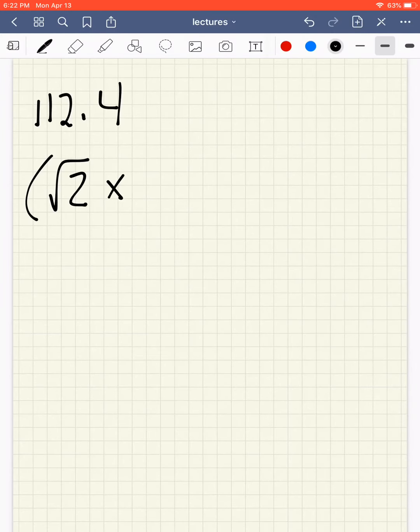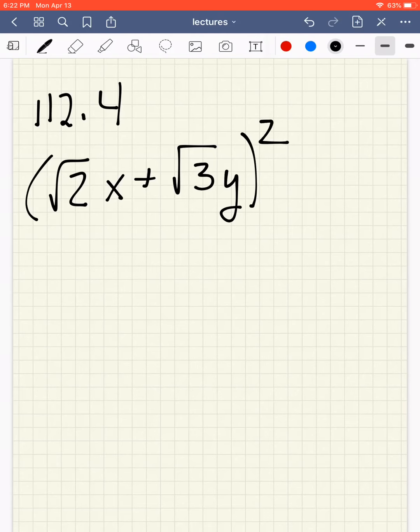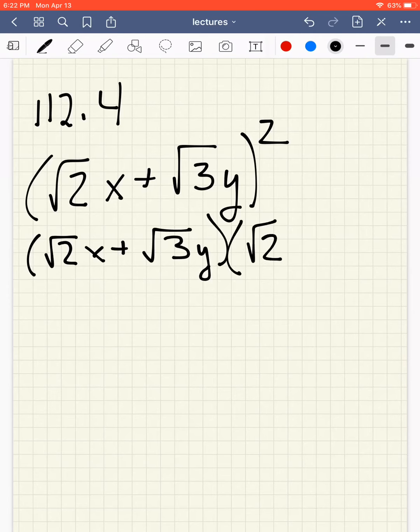All right, one more of these, and it looks a little bit tricky. It's not too bad if you just pay attention to what we're doing. So the square root of 2, and it's under the radical, not the x, plus the square root of 3, and the y is not under the radical, and that's squared. So my recommendation to you guys is this. Rewrite it like this, so that you can actually see the first, the outer, the inner, and the last.